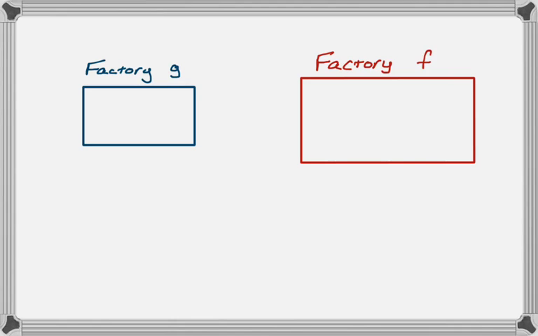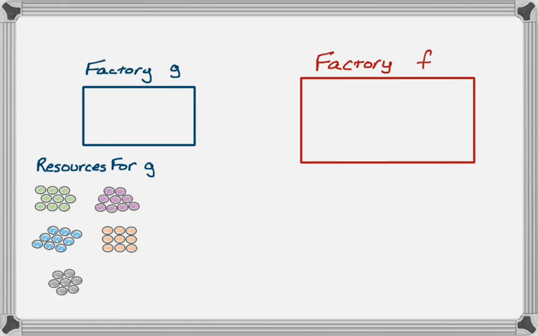So what we want to do is figure out all the things factory G can use to turn into things that factory F can use. Here are the resources that we have for factory G. It has the option of using any of these: green, purple, blue, orange, and gray little circly things.